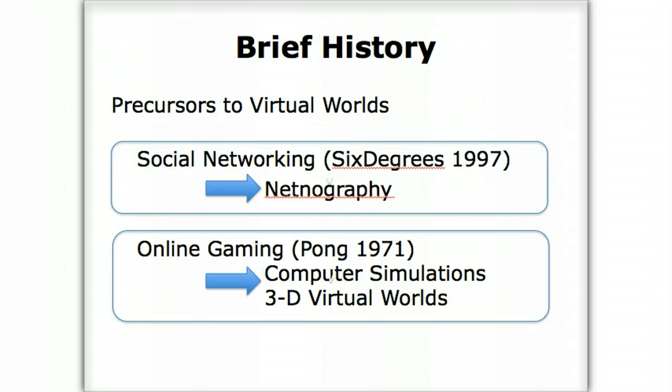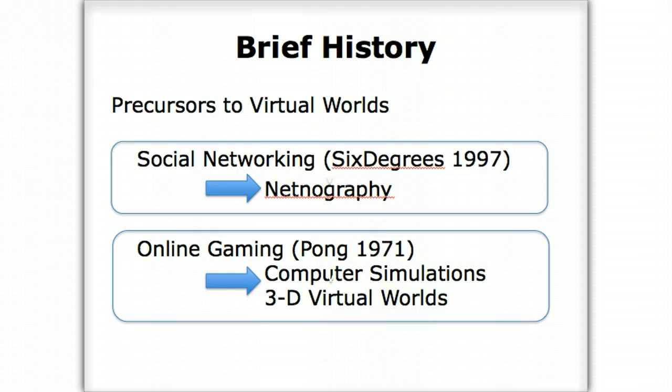A brief history of how virtual worlds started was basically there are two sort of outputs for it. One is through social networking. The first program was called 6 Degrees, which came out in 1997. It sort of evolved into something called netography, which this guy has developed, and it's pretty much all he does, is work on this sort of interaction between people when they get onto a computer. The second one was online gaming, which is the one we're probably a little bit more familiar with in terms of doing this type of research.